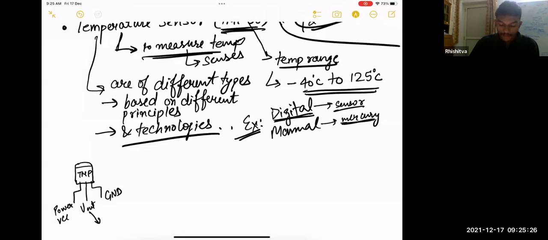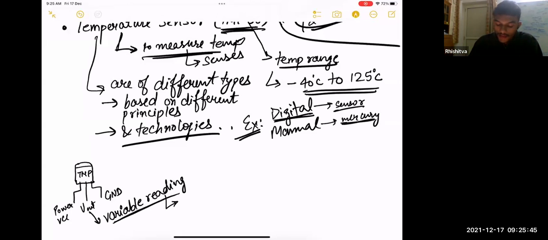So this Vout gives a variable reading. Now, what do I mean by variable reading? It is not giving a binary value, let's say low or high, true or false, 0 or 1. It is giving a variable value, let's say from 0 to 1023 in the Arduino. So it will be giving us a variable reading.